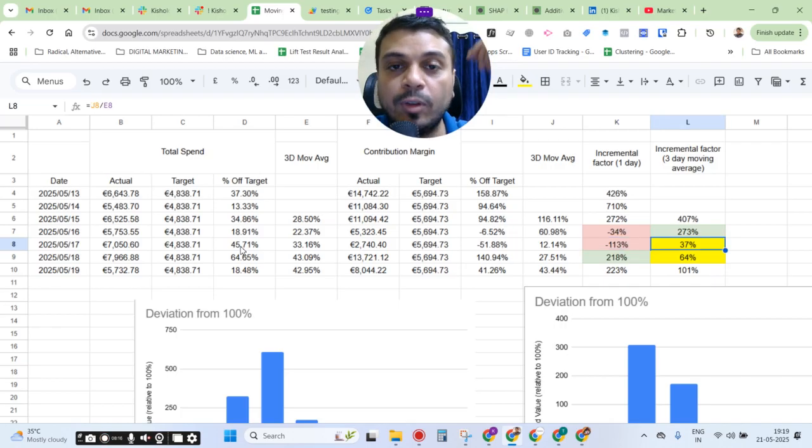And every day, if you're looking at the moving day average, it's a rolling average. There's also a reason why it's called that. You are constantly taking into account the last 3 days from that day backwards.